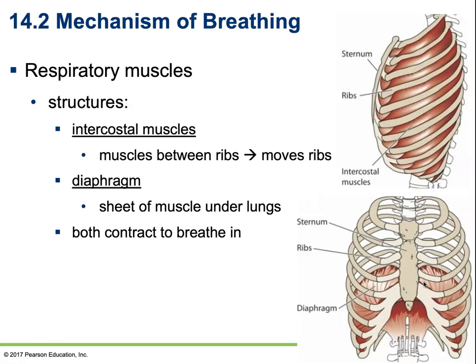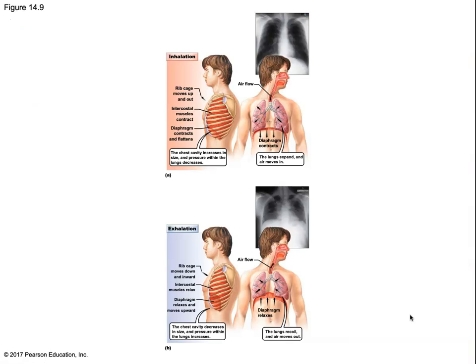breathe in. In exhalation, also called expiration, air moves out of the lungs when the diaphragm and the intercostal muscles relax. The thoracic cavity is going to decrease in volume. Air moves out of the lungs because pressure in the lungs is greater than the pressure in the atmosphere. So once the intercostal muscles relax and the diaphragm relaxes, it's going to push upward, forcing air out of the lungs, and this is what causes you to breathe out.